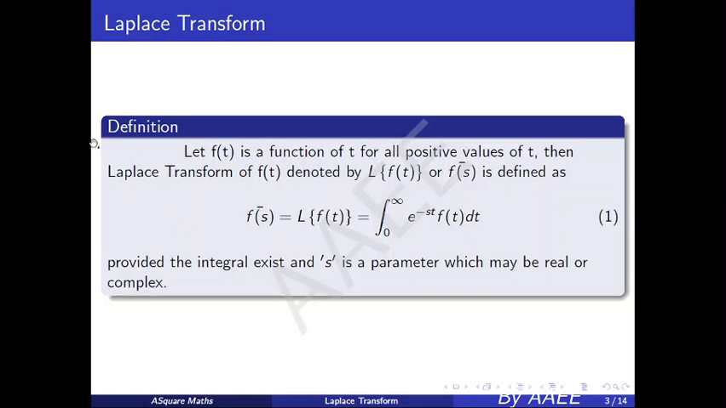Let us define a function f of t for all positive values of t. Then the Laplace transform of f of t, which is denoted by L in curly bracket f of t, or f bar of s, is defined as f bar of s is equal to L in curly bracket f of t is equal to integration from 0 to infinity e raised to minus st f of t dt, provided that the integral exists and s is a parameter which may be real or complex.